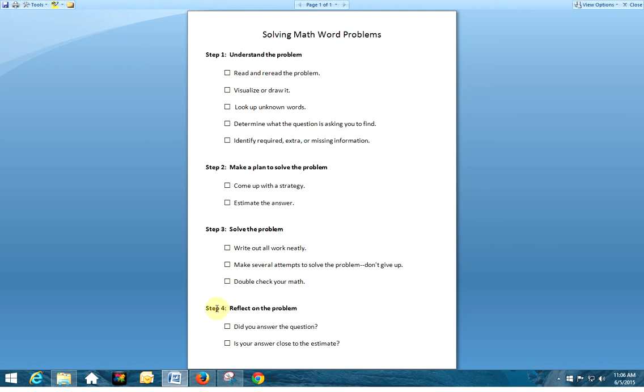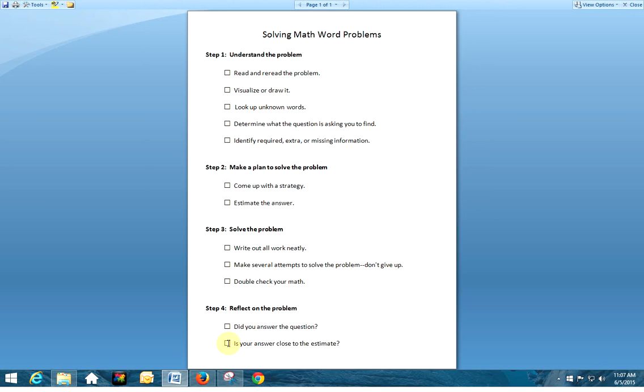Step 4 says reflect on the problem. Did you answer the question? I find that occasionally students get to the end and they think they've solved the problem, but when they look back at the problem and what they were actually supposed to find, they didn't figure out what was asked. Sometimes they did correct math and came up with a valid calculation, but it wasn't the one that was needed. So really ask yourself, did you answer the question that was asked?